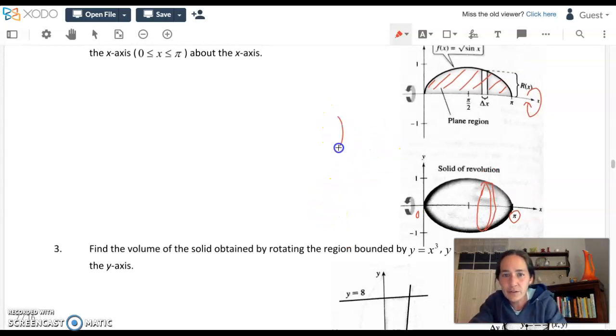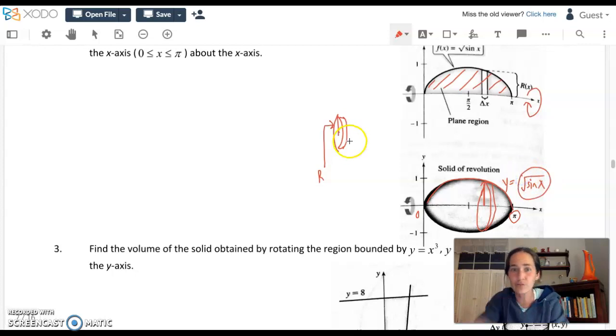So here is just a sketch of one disc, right? And you have this variable radius. I've been calling it capital R. And the radius is the distance from the x-axis up to this curve. And this curve is y equals the square root of sine of x. So that's the height of that is actually what we're going to use for our radius of each of those discs. The radius is the square root of the sine of x.